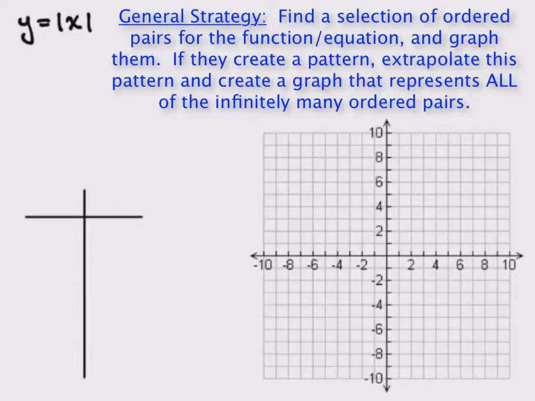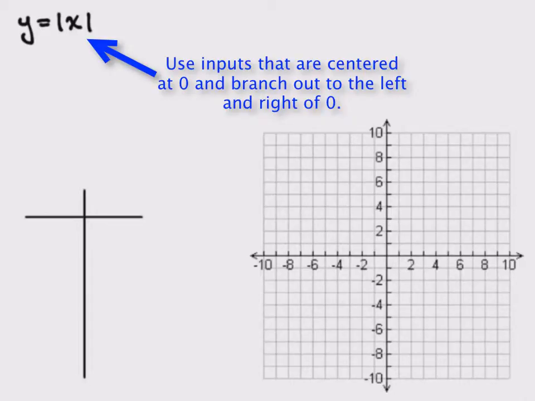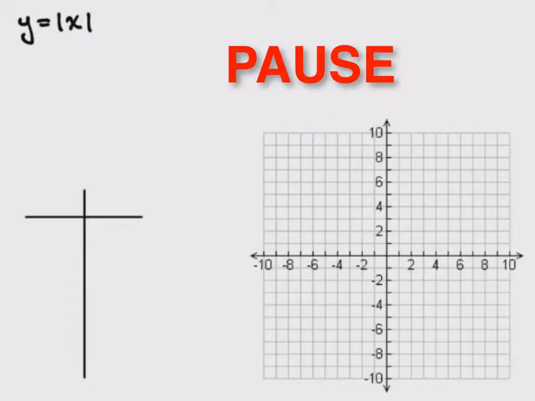So what we're going to do is find some ordered pairs, and we'll graph them, and hopefully we can find some sort of pattern, and then extrapolate that pattern to draw a graph, which represents all of the ordered pairs for this equation. So, why don't you pause the video, find a collection of ordered pairs, graph them, and hopefully we'll find a pattern. Remember, we like to start using 0 as our first x value, and then branching right and left of 0 using positive and negative x values, and a wide range to get the best picture of this graph.